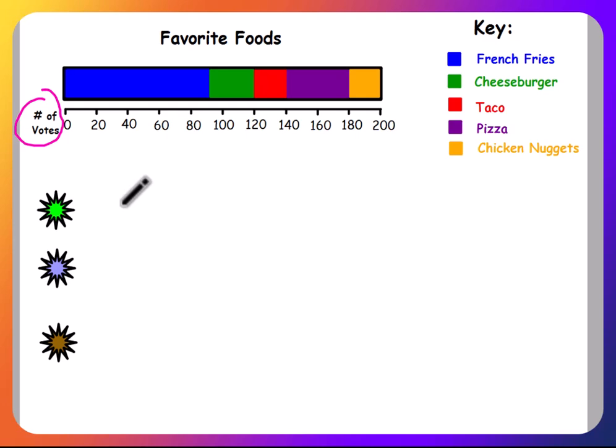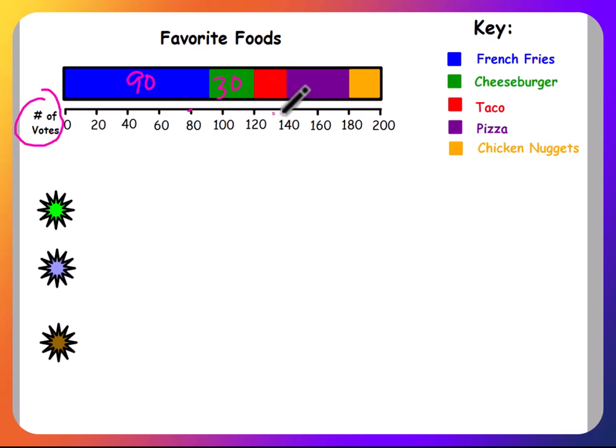So how many votes did French fries get? Well, it went from 0 to halfway between the 80 and the 90. I'm sorry, halfway between 80 and 100, which would be 90. Then from 90 to 120 would be what?